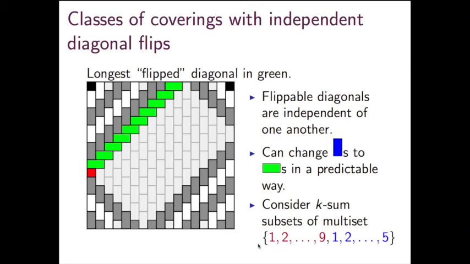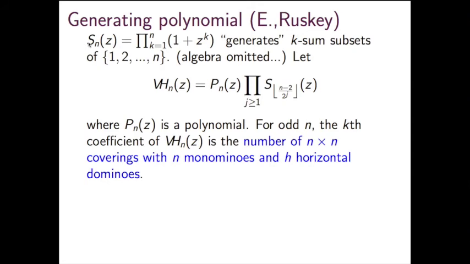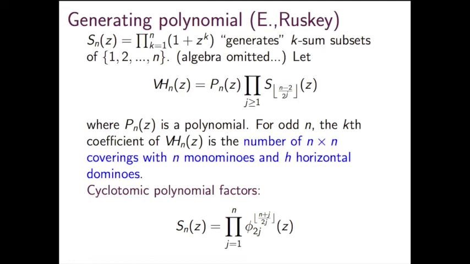The nice thing is that there's a nice generating polynomial for these. And that's this one up here. It's just the product of 1 plus z to the k, from k equals 1 to n. After a fair bit of algebra, we found a generating polynomial with a bunch of terms, and in each term we were able to divide out this factor. And then we also ended up with a nice irreducible polynomial here. So this is the generating polynomial for odd n, for the number of n by n coverings with n monominoes and h horizontal dominoes. And then the cyclotomic polynomial factors come from these, S sub n. So that more or less confirms Knuth's observations about this.